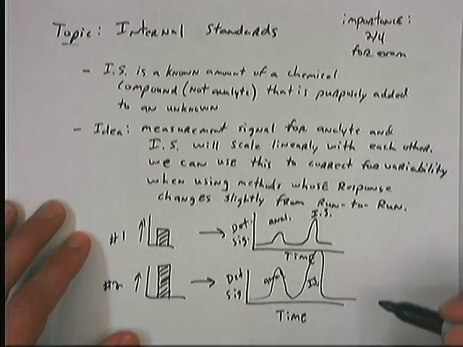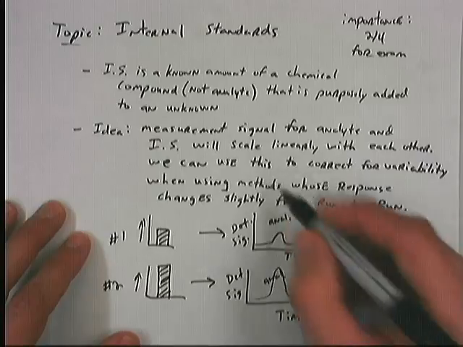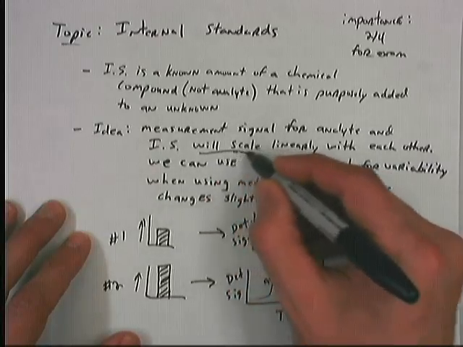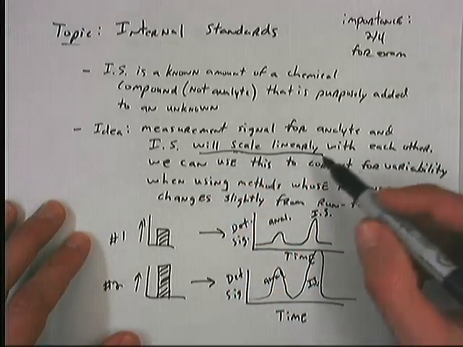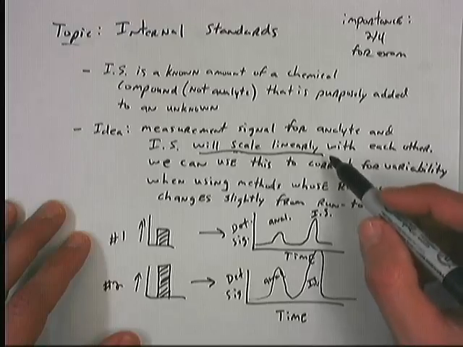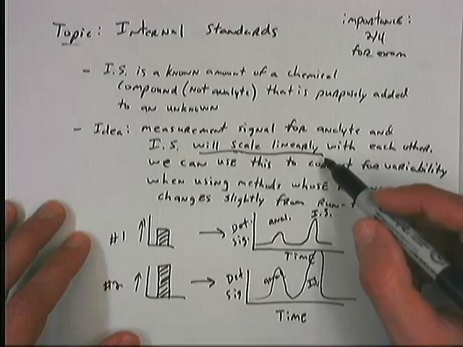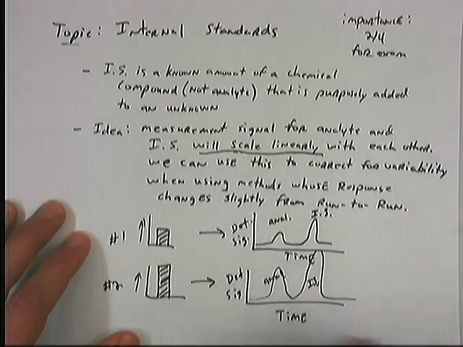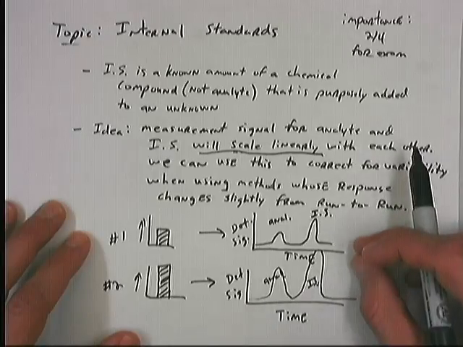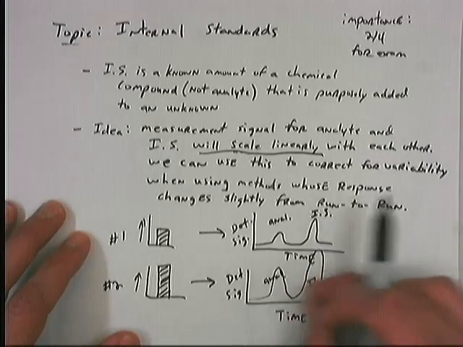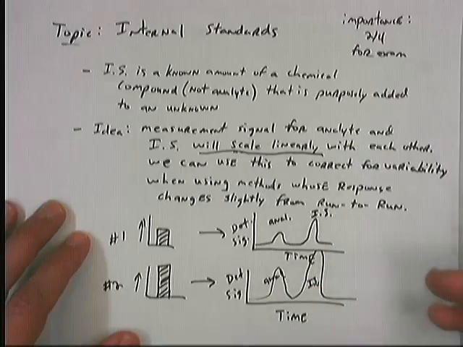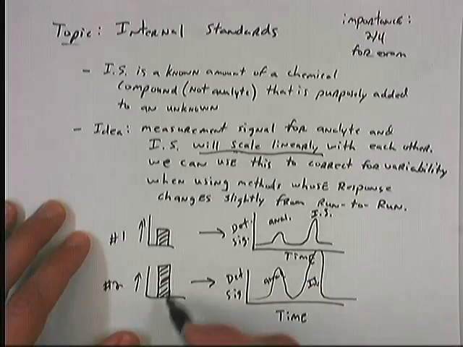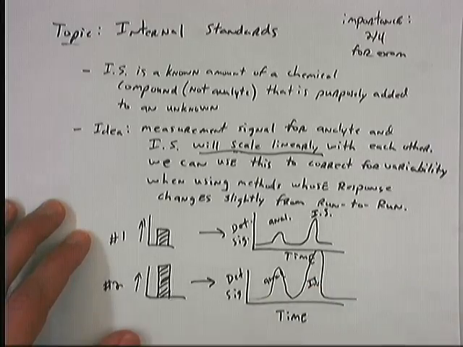But the beauty of this is that the idea is that the internal standard and analyte peaks scale linearly with one another, okay? And that's important, because if I inject more sample, the peaks get bigger. And from the relationship between the peak sizes, I can kind of correct for this variability in injection volumes. Now, let's see how we're going to do that.